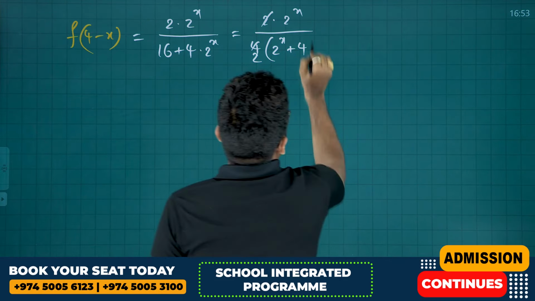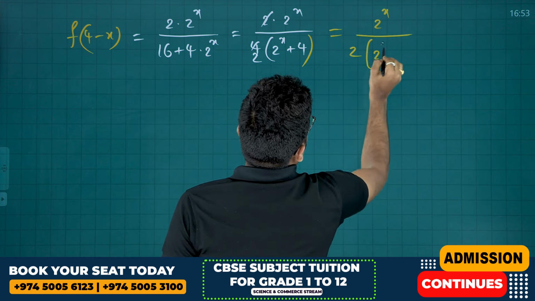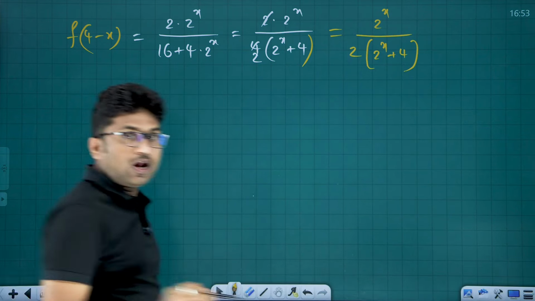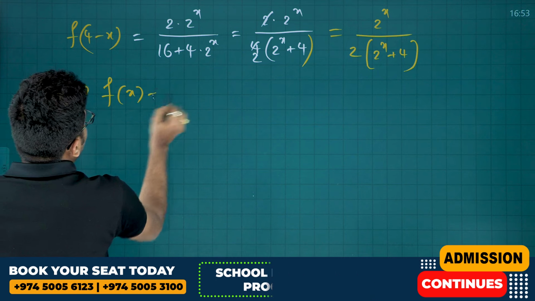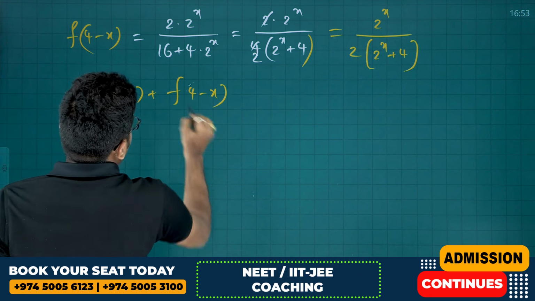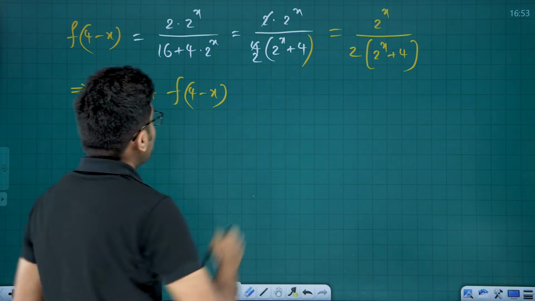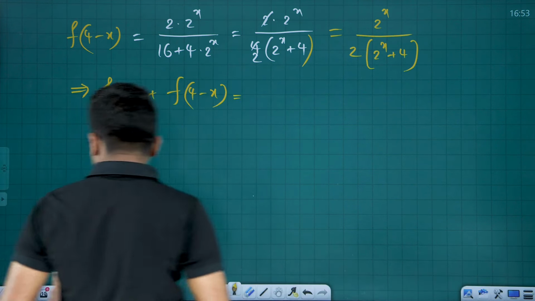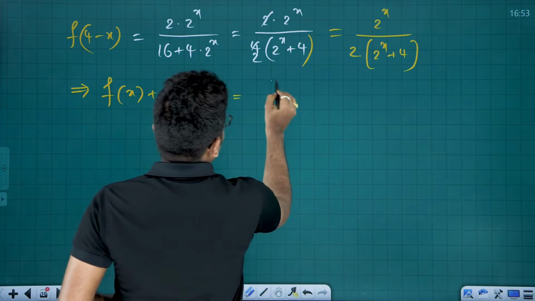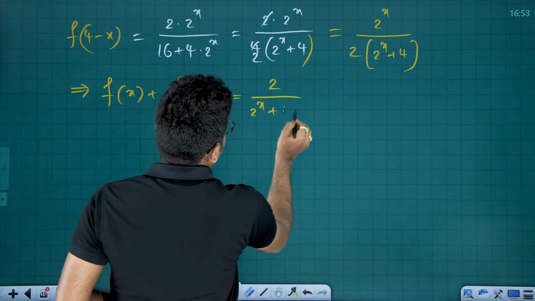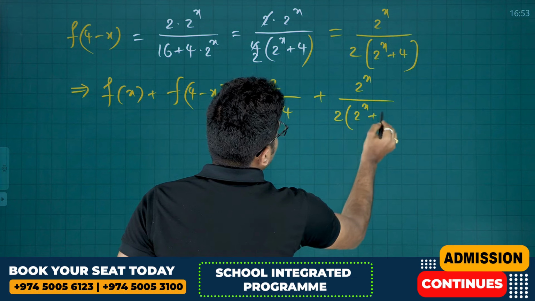So this is equal to 2 power x divided by 2 into 2 power x plus 4. Now if we add f of x and f of 4 minus x, that means whenever you are adding two elements where the sum of the two elements is 4, what result do you get? Here it is 2 by 2 power x plus 4 plus 2 power x divided by 2 by 2 power x plus 4.